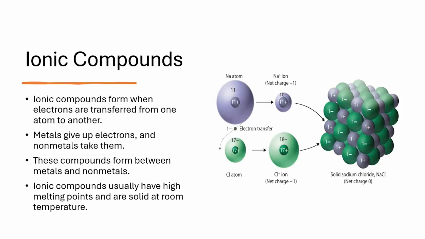Because the bonds between their atoms are so strong, ionic compounds have high melting points. They're tough cookies to break. It's like trying to break into a super secure vault. These compounds are usually solid at room temperature because of their strong bonds. Well, let's keep going and learn how these ionic compounds behave.